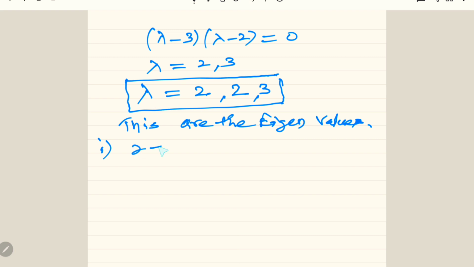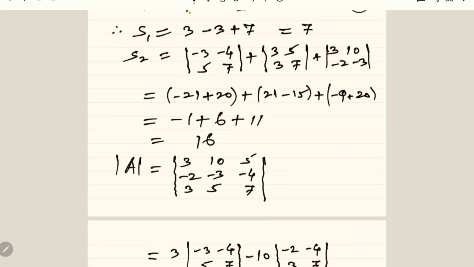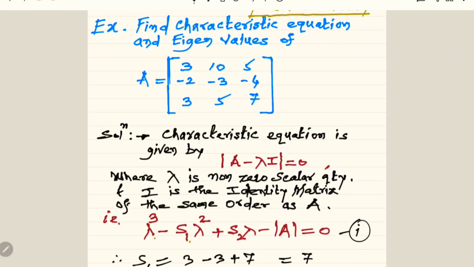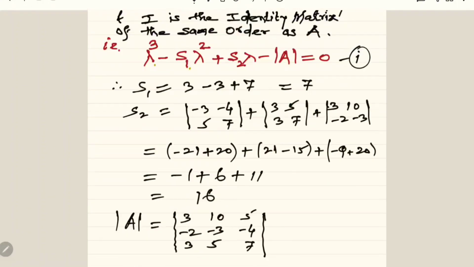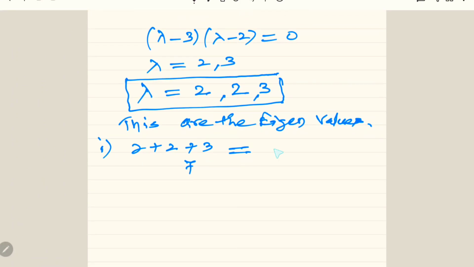Here the sum is 2 plus 2 is 4, plus 3, 7. That must be equal to the sum of the principal diagonal elements. Yes, what are those principal diagonal elements? The diagonal from left to right. If we see the problem, the diagonal elements are 3, minus 3 and 7. Three minus 3 and 7. 3 gets cancelled, we get that value as 7.